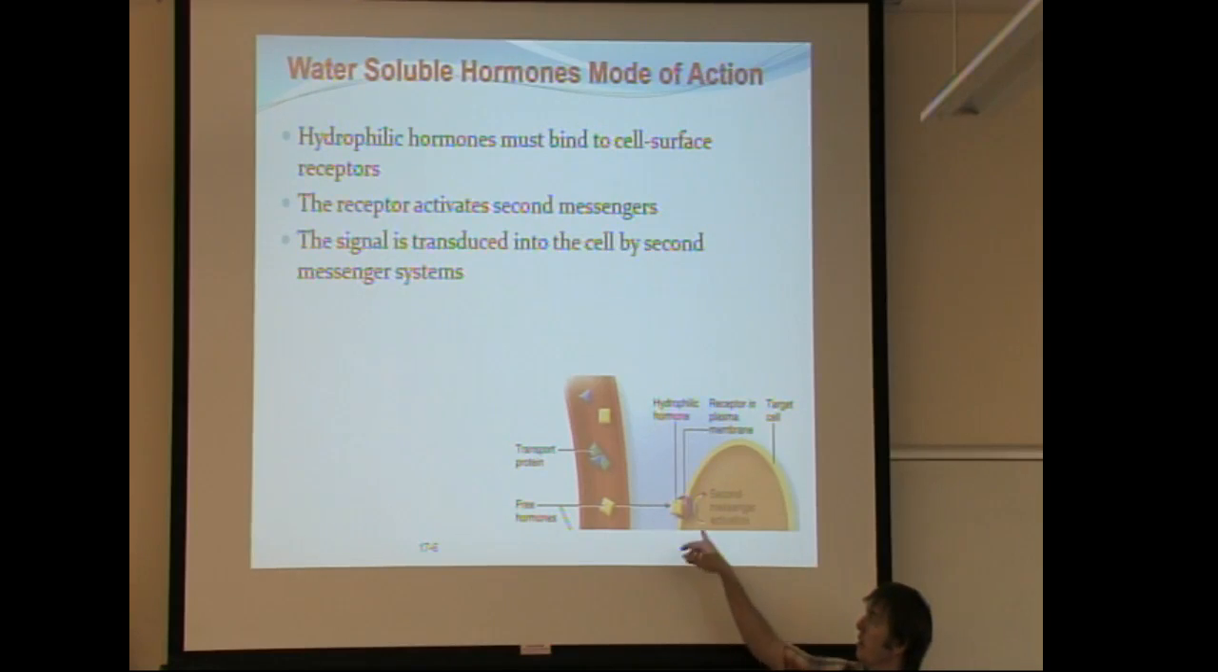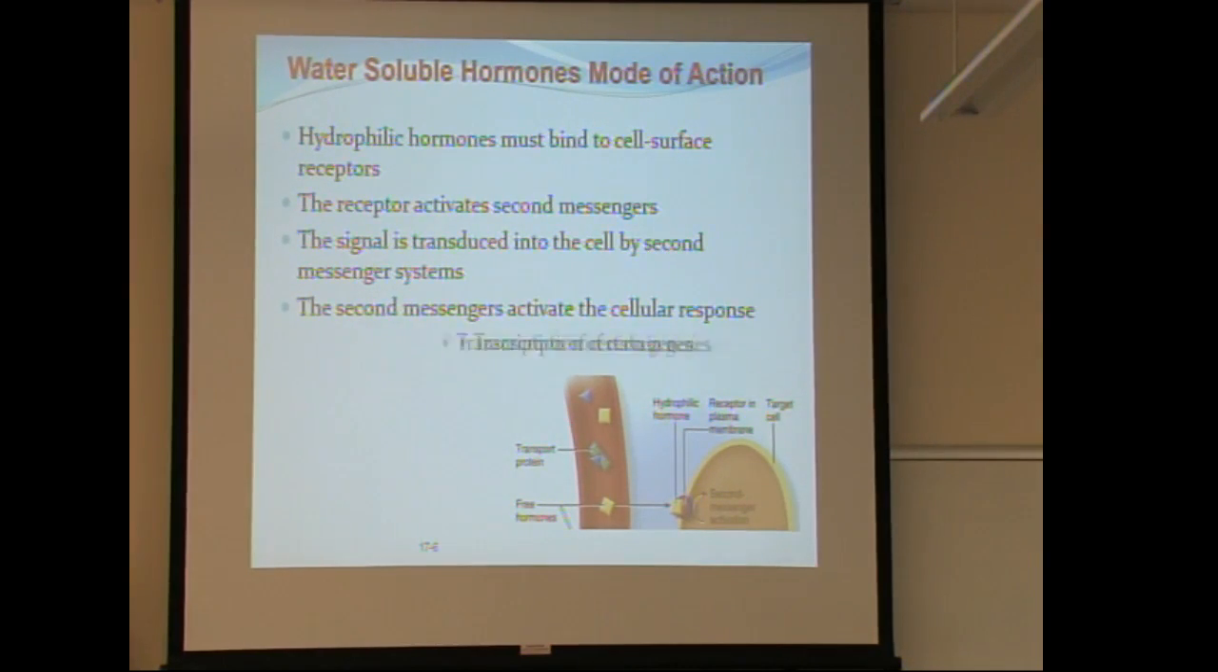And those molecules that the receptor activates are usually called second messengers. So the hormone's the first messenger, turns on the receptor, and then the receptor turns on some other protein inside, the second messenger. What does it tell the cell to do? Activate transcription, or make more of a protein, or turn on or turn off enzymes.